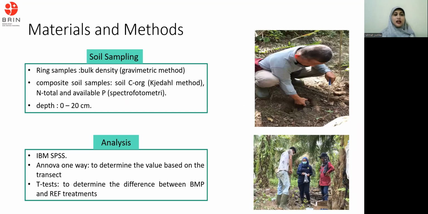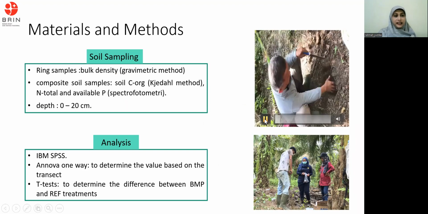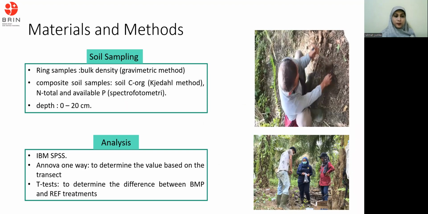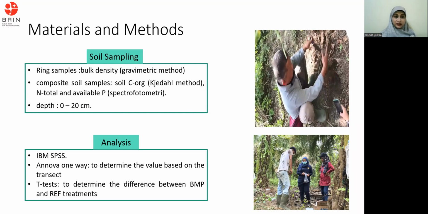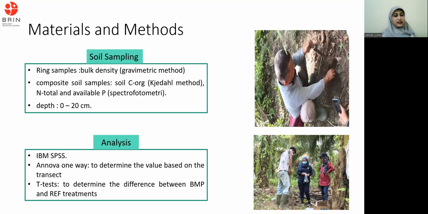For soil sampling, we used a ring sample to measure bulk density and collected composite soil samples to measure C organic and total and available phosphorus. The soil sampling was taken at 0 to 20 centimeter depth. Analysis was conducted using IBM SPSS, and one-way ANOVA was used to determine the value based on the transect, and a t-test was used to determine the difference between the BMP and the reference treatment.